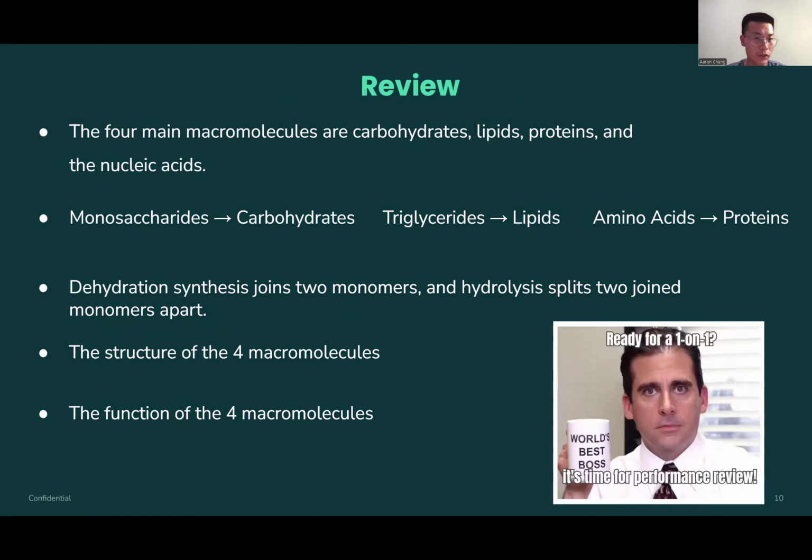So we have a review. Today you learned the four main macromolecules: the carbohydrates, the lipids, the proteins, and the nucleic acids. You also learned that monosaccharides are monomers of carbohydrates, triglycerides are the most basic unit of lipids, and amino acids are the monomers of proteins. You also learned that the process by which two monomers get joined together is dehydration synthesis, and how they get split apart is through hydrolysis. You also learned the structure of the macromolecules, and the function of the four macromolecules.